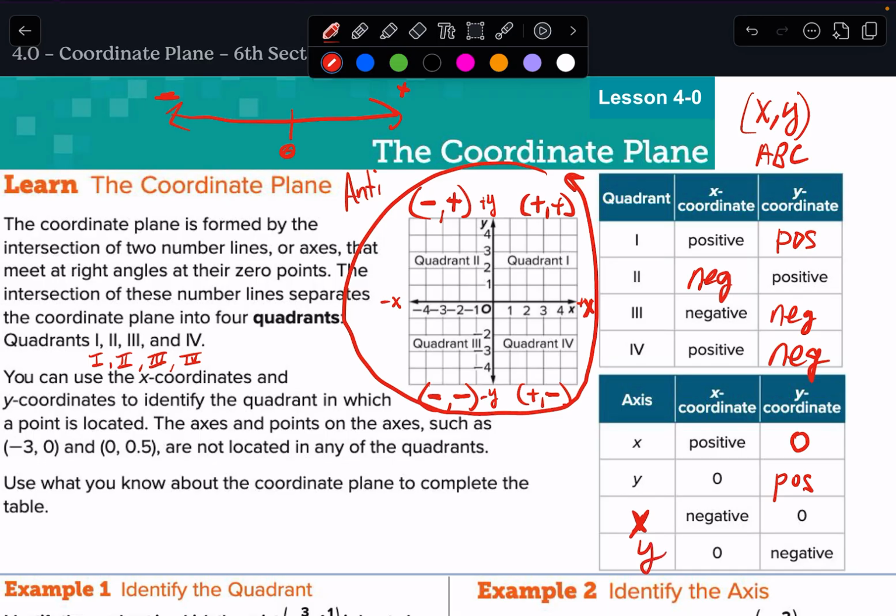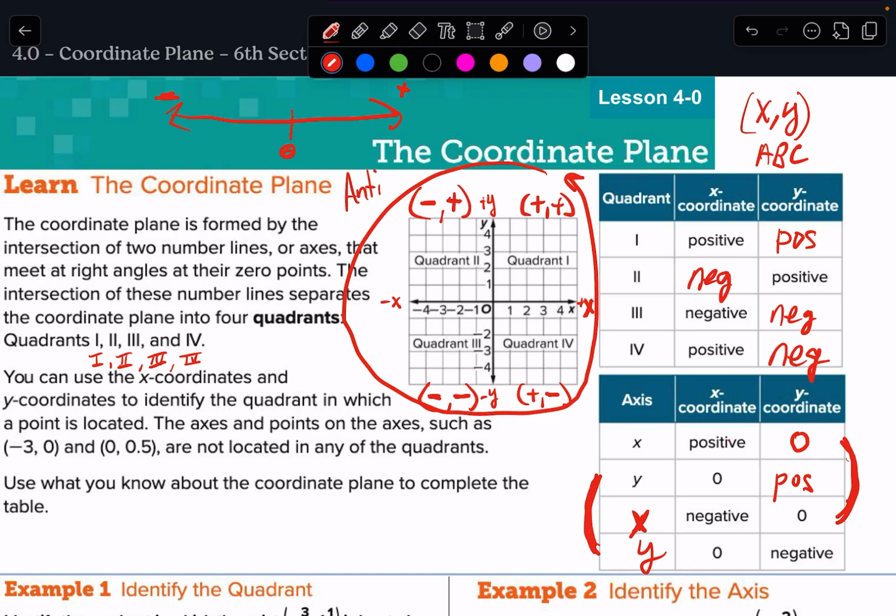Okay. So with your x's, you're going to have a positive or negative x, and your y is going to be 0. Those tie together, right? And on your y-axis, your x's are going to be 0. Those tie together. And your y's will be positive or negative.